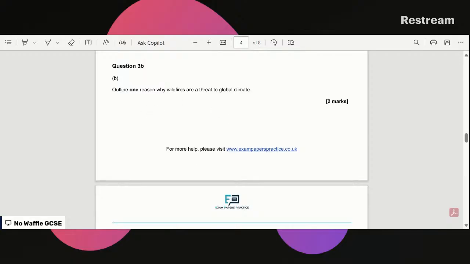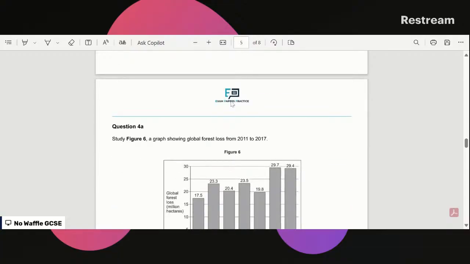Outline one reason why wildfires are a threat to the global climate. So hopefully this is a bit more obvious. Well, wildfires are impactful because obviously the Amazon rainforest is a huge carbon sink, because we're talking about Brazil. So if the trees are destroyed, the carbon sink is lost. And then on top of that, that wildfire is releasing lots of carbon dioxide itself. So it's not only destroying the source of oxygen, it's creating one as well. Exactly. Well done for those answering in the chat.